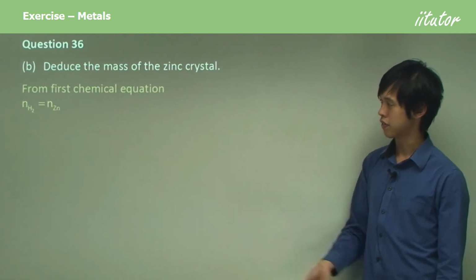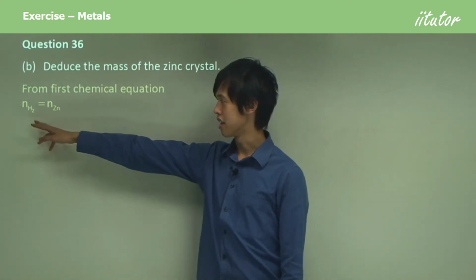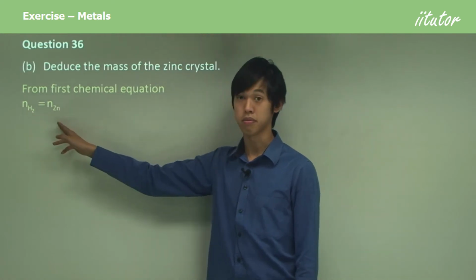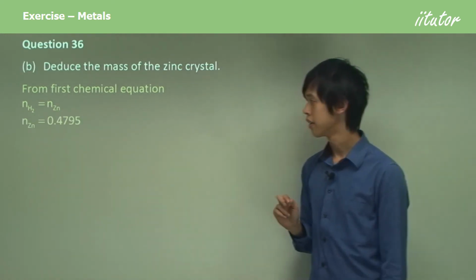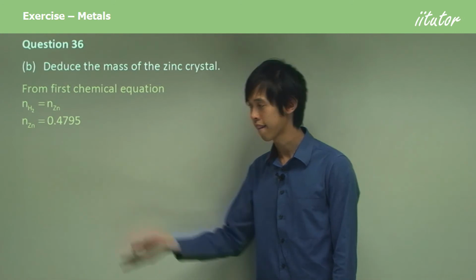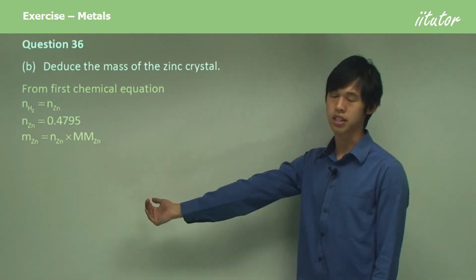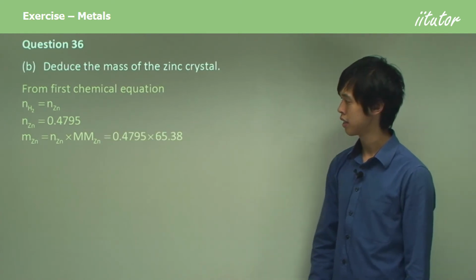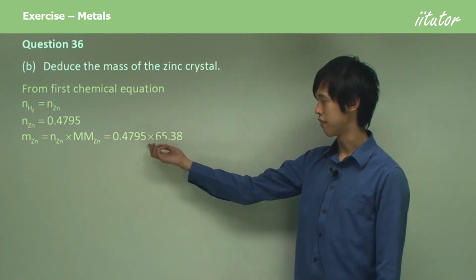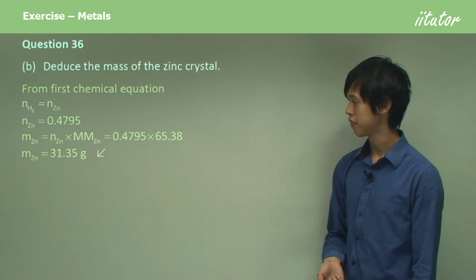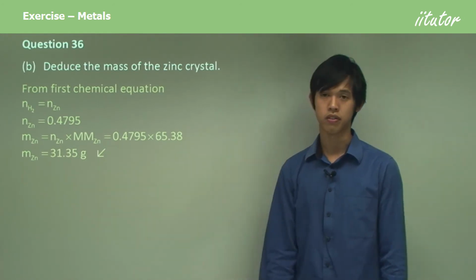From the first chemical equation, the number of moles of hydrogen equals the number of moles of zinc, which is again 0.4795. And so the mass of the zinc is just the moles of the zinc times the molar mass, which is 0.4795 times 65.38, which is 31.35 grams.